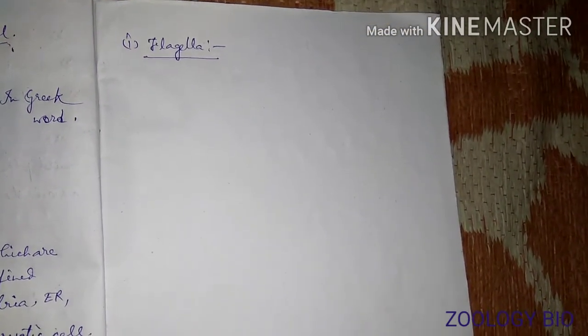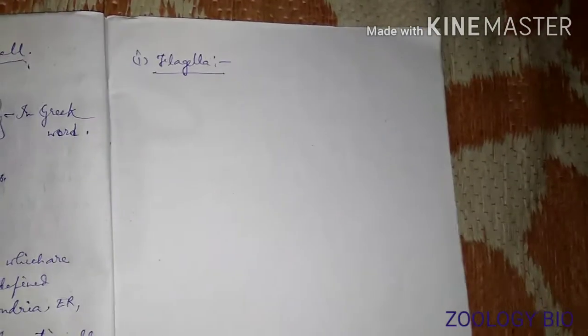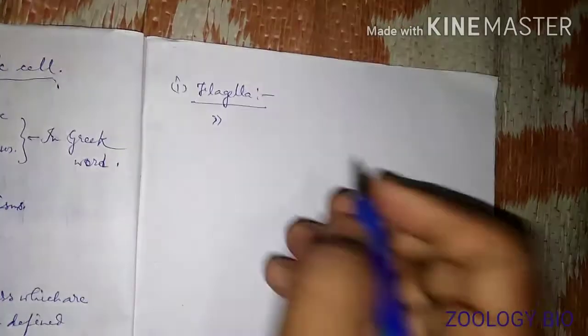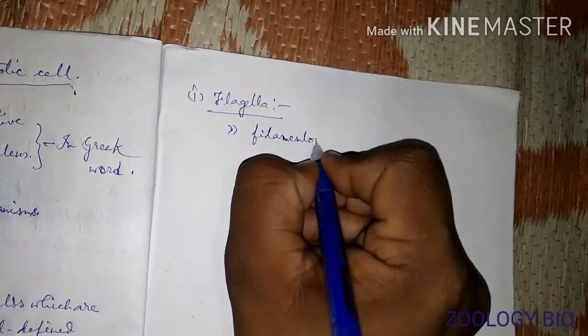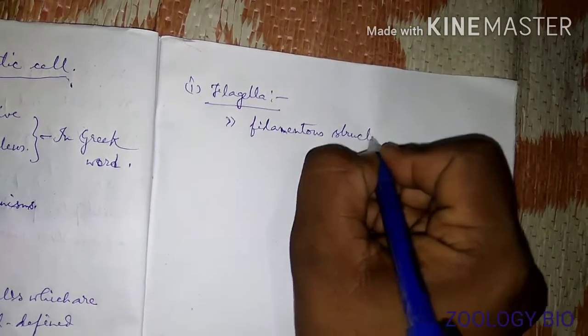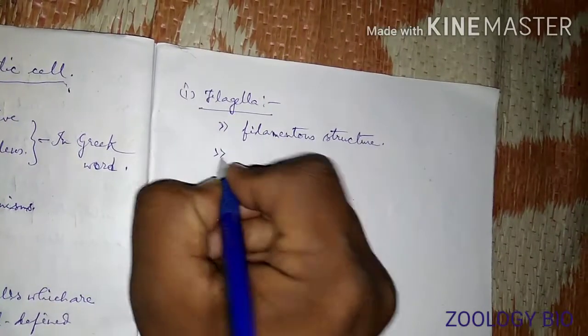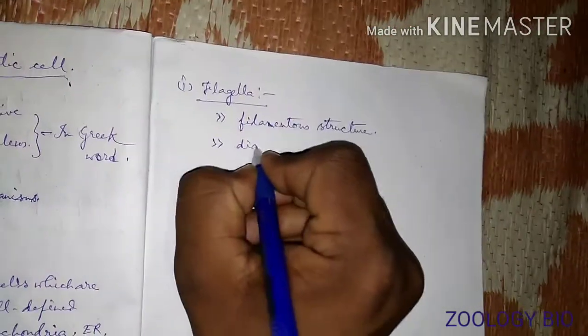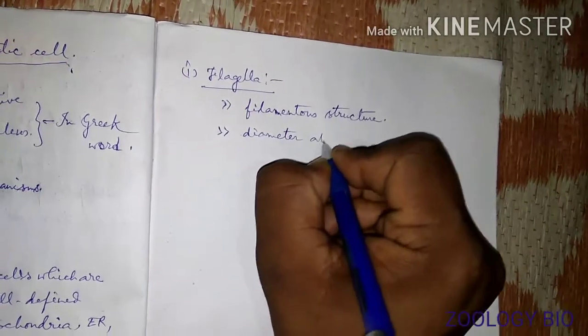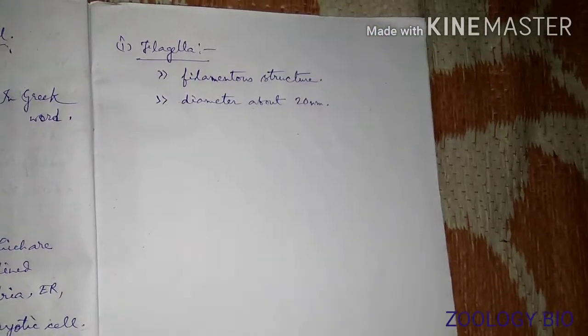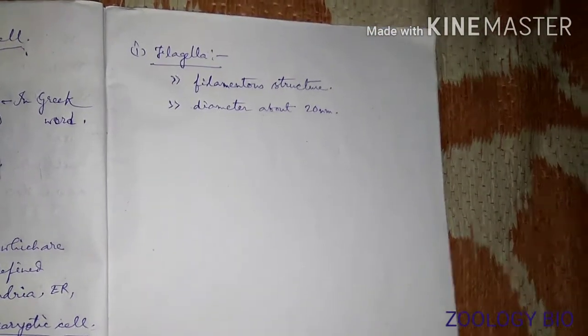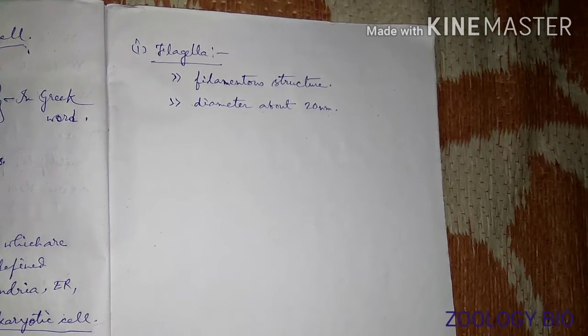So what is flagella? Flagella are filamentous structures that may be polar or peritrichous. Its diameter is about 20 nanometer. So it is a filamentous structure, and its diameter is about 20 nanometer.